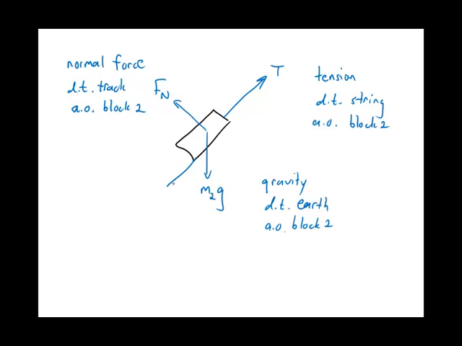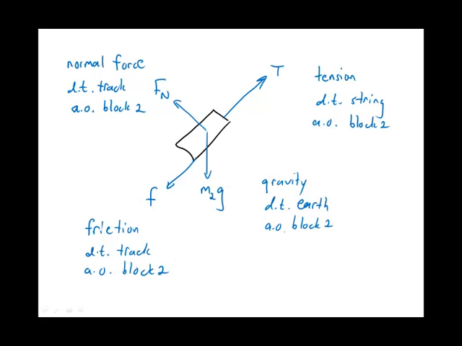And then there might be friction again, so there's a frictional force, so I'll label that friction, and that's due to the track, and that's also acting on block 2. All of these are acting on block 2. So there are the forces in this scenario.